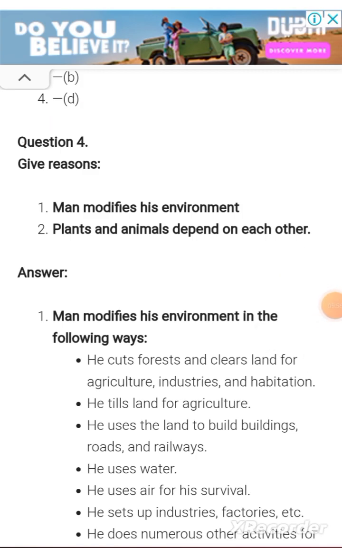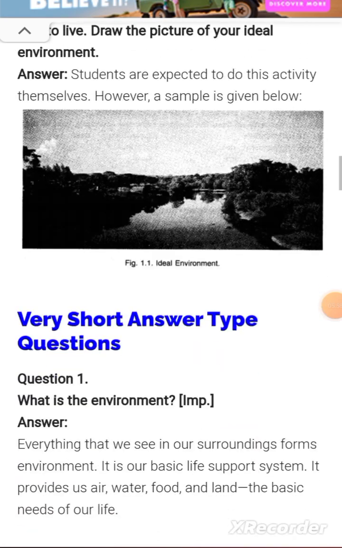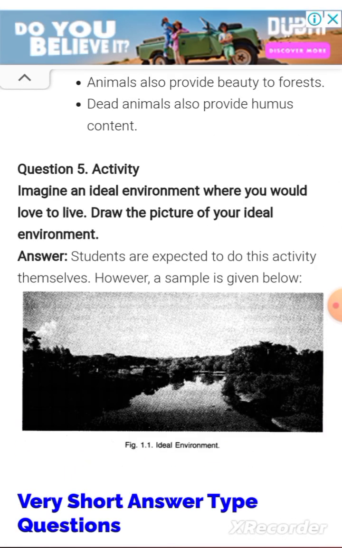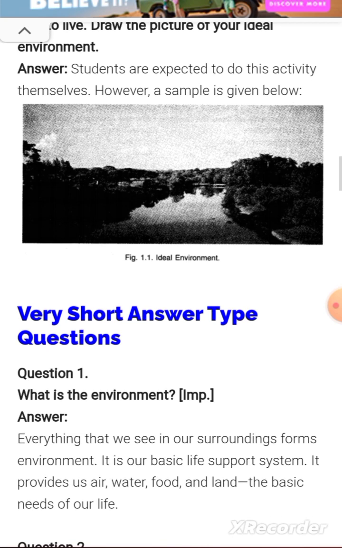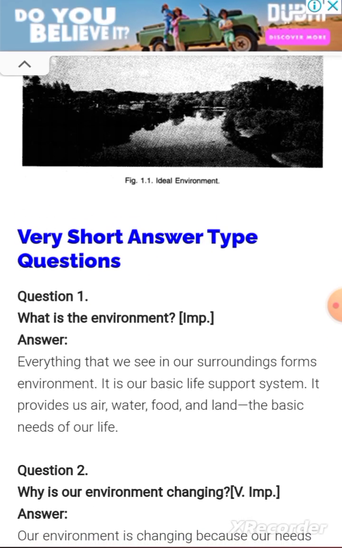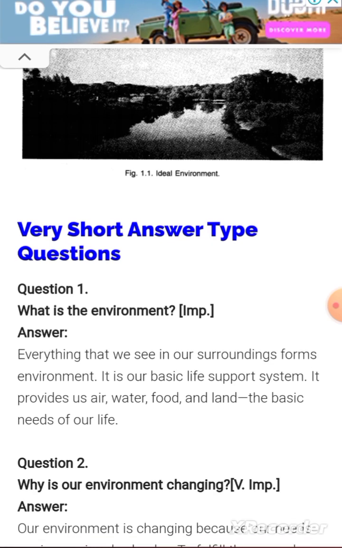Now we are going to move on to the fifth. The fifth one is an activity, and you can try this activity. And the question: imagine an ideal environment where you would love to live. Draw a picture of your ideal environment. So you can draw by your mind only. And now there are very short answer type questions.